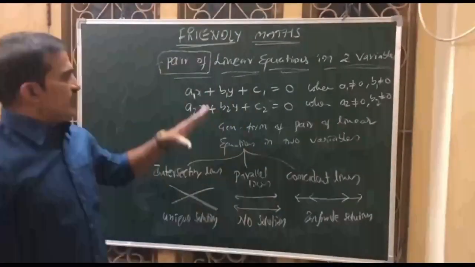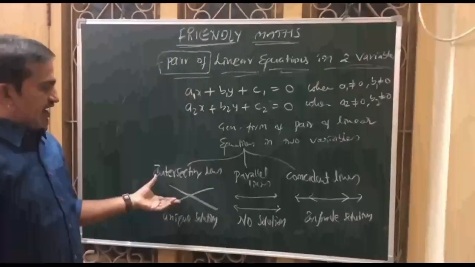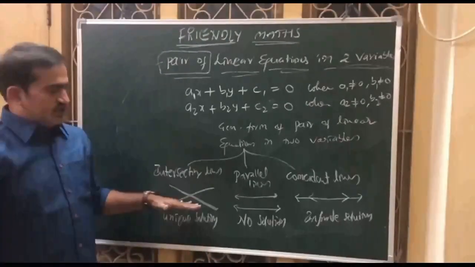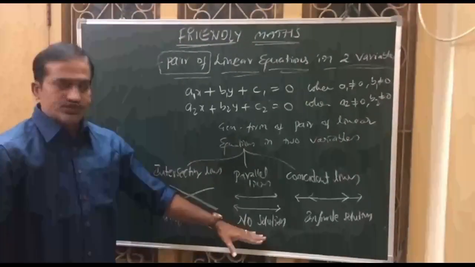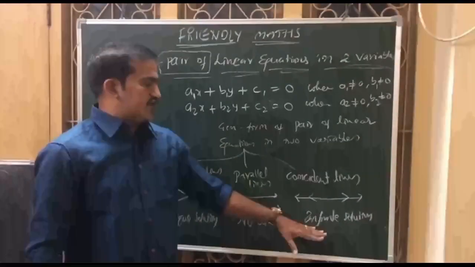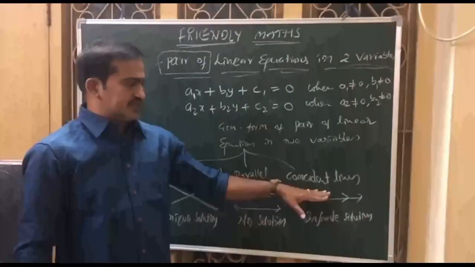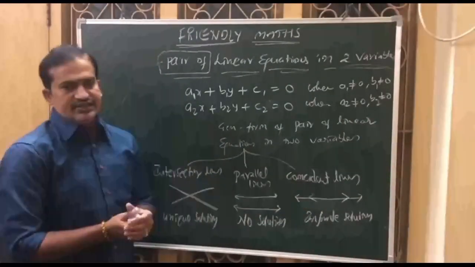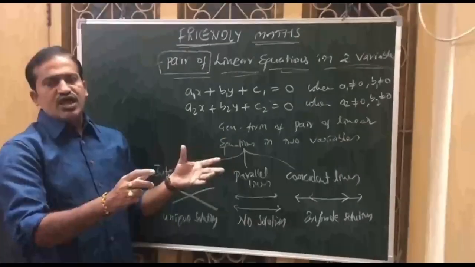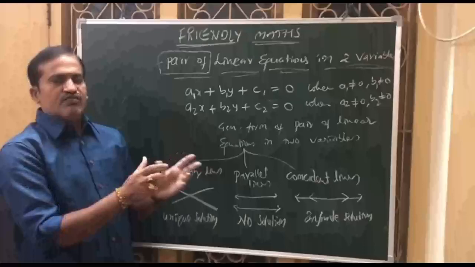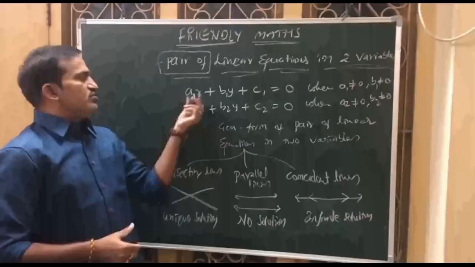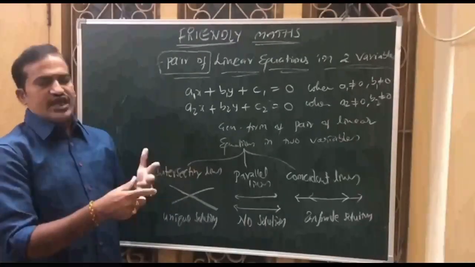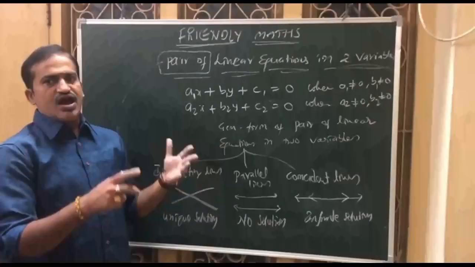Understand? When we are taking a pair of lines, these pair of lines can attain any of three conditions. One is a unique solution, which are called intersecting lines, having no solution, which are called parallel lines, and having infinite solutions, which are called coincident lines. Graphically we can say these are intersecting, these are parallel, these are coincident. But without constructing the graph, we can decide which type of lines they are by using these coefficients. There are some conditions, and using those conditions, we can say whether those lines are parallel, intersecting or coincident.